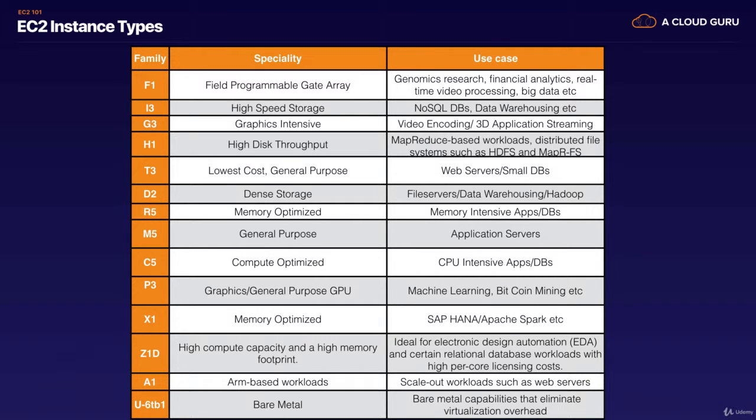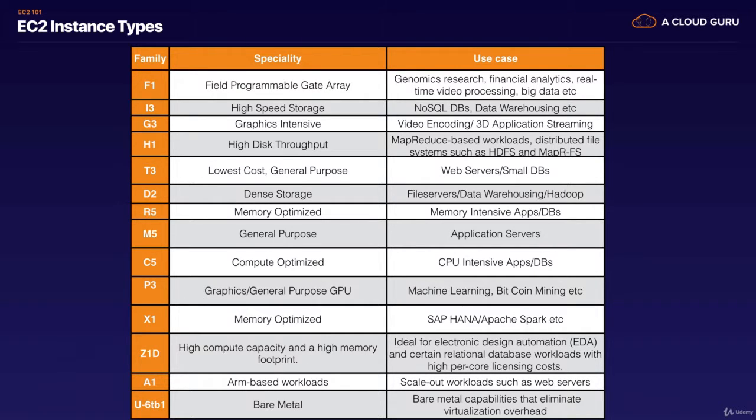C5, these are compute optimized, and these are going to be useful for CPU intensive applications and databases. Got our P3s, these are graphics or general purpose GPUs. These are good for things like machine learning or Bitcoin mining, etc. Then got our X1, these are memory optimized, and these are useful for things like SAP HANA, Apache Spark, etc.